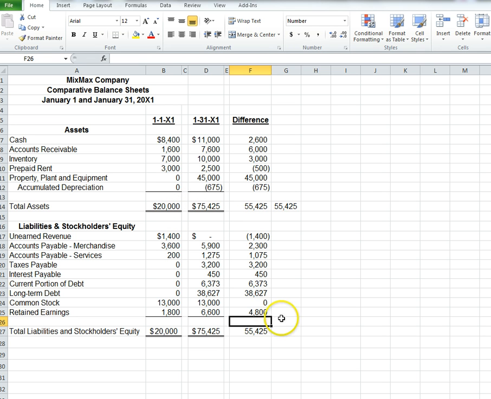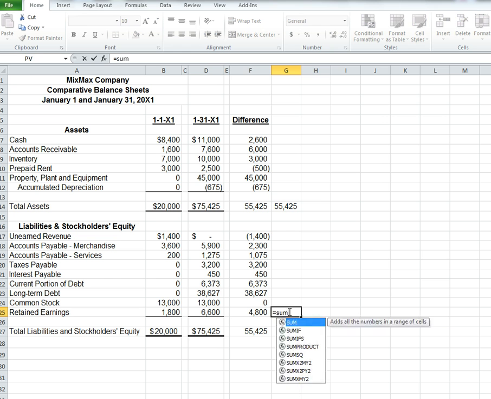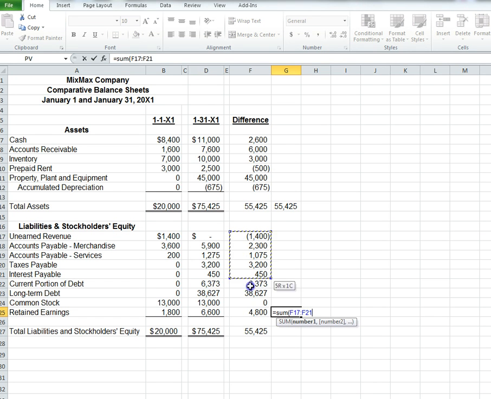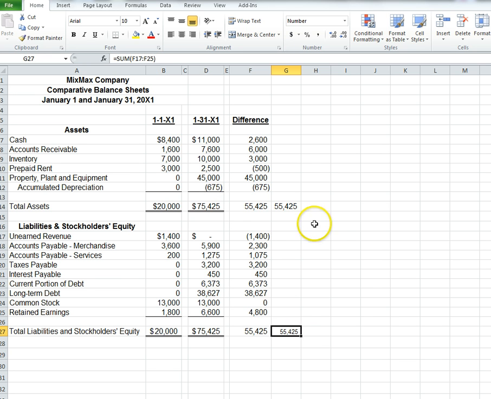And let's do the same over here. Let's sum. I'll key it in this time so you can see it. And sum all of that. So I've got column F, start at F17 through F25. Close my parentheses and hit enter. And I get 55,425. So we're in balance. I cross-footed, and it nets the same, and I put it regularly, and I get the same number. Okay, so now we have these differences, and we're going to enter those into our T accounts.